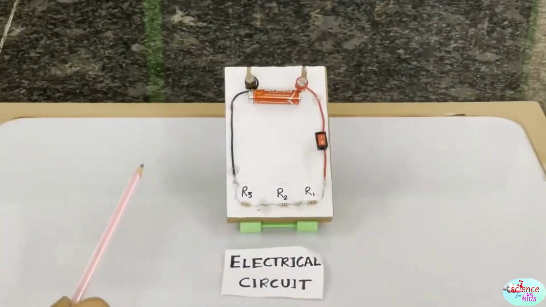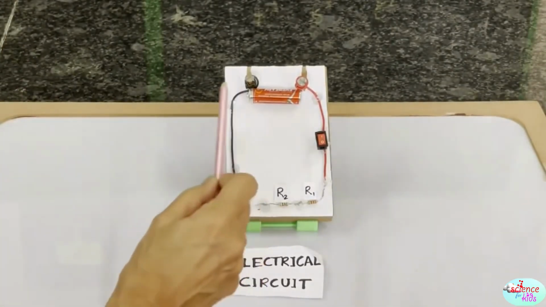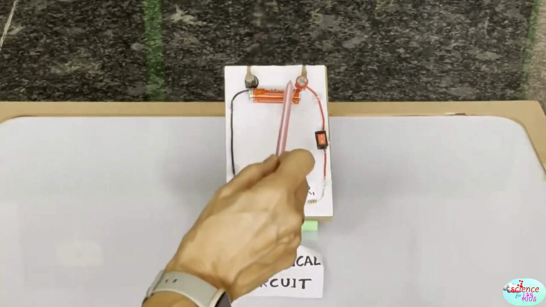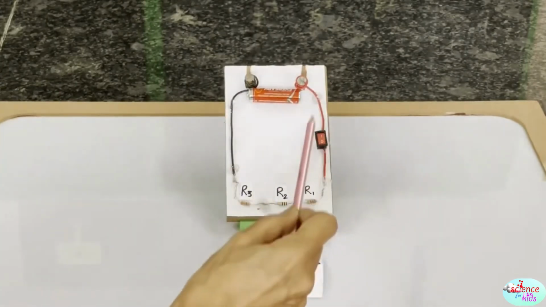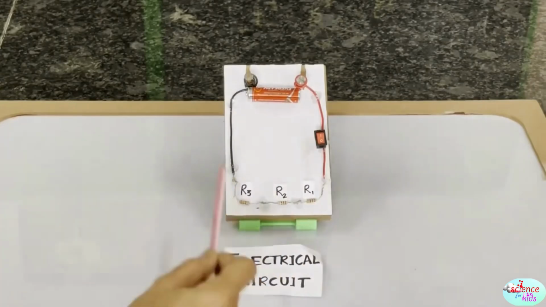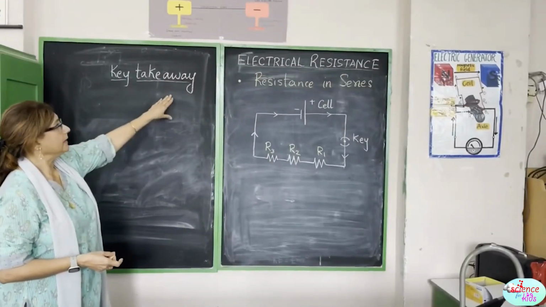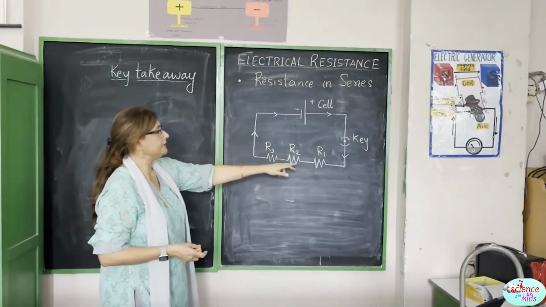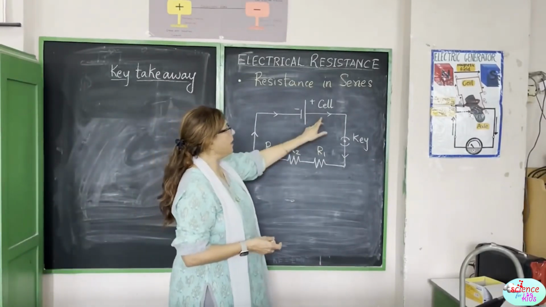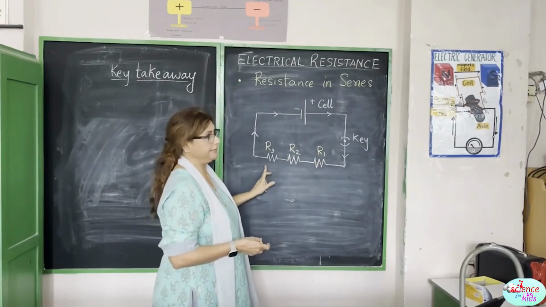Now let's get back to the circuit. Suppose if 10 ampere of current flows in the circuit, the same 10 ampere will flow through resistor 1, then resistor 2 and through resistor 3. So, what's the key takeaway? When the resistors are connected in series, the amount of current that passes through each resistor will be same.